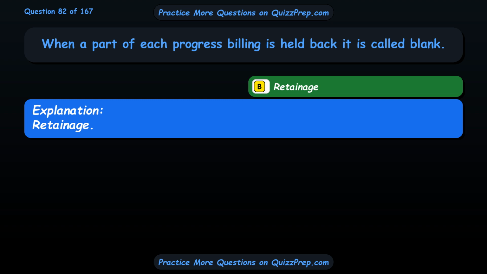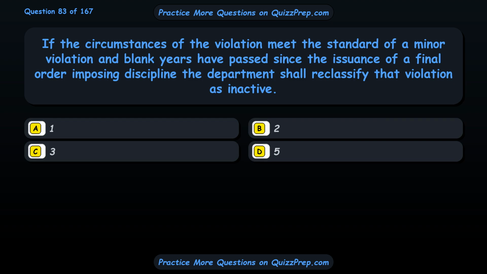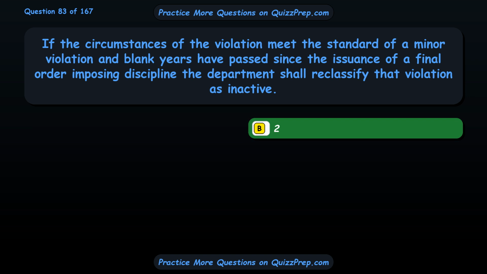Retainage. Question 83. If the circumstances of the violation meet the standard of a minor violation and blank years have passed since the issuance of a final order imposing discipline, the department shall reclassify that violation as inactive. Option A, 1. Option B, 2. Option C, 3. Option D, 5. The correct answer is option B, 2.